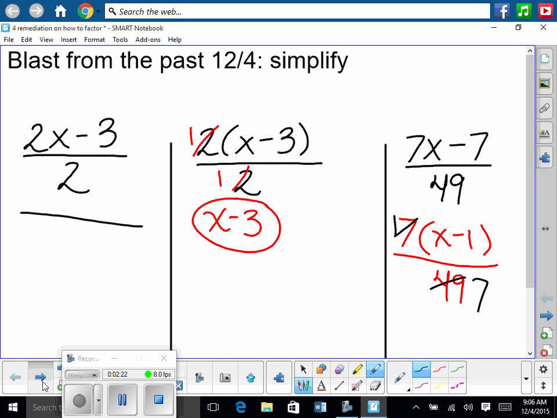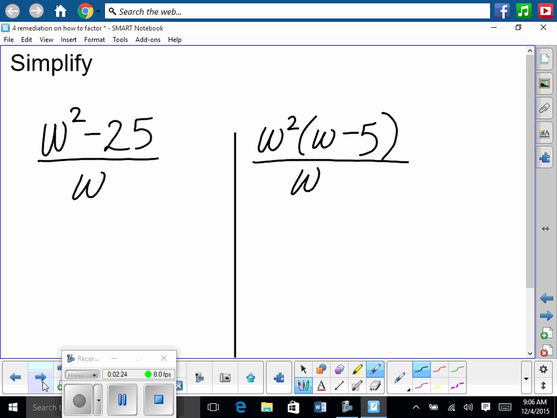Okay. So let's look at these. This is where most of you yesterday were doing horrible, naughty, mathematical error-y things. You were seeing, okay, I have a w squared and a w, so I divide those out. You cannot do that. Now here's the reason. Isn't w squared connected to 25 by a subtraction sign? So those two things are connected. Unless there's that exact factor on top, you cannot simplify it with what's on the bottom. So this, you could not simplify any further.